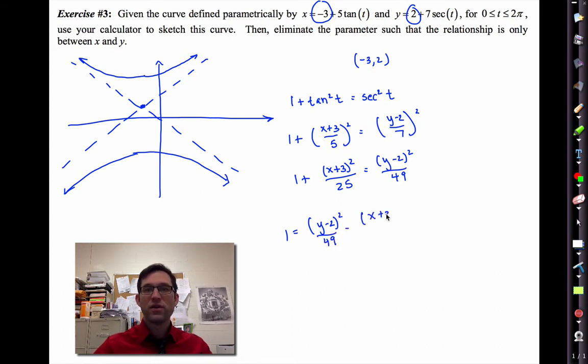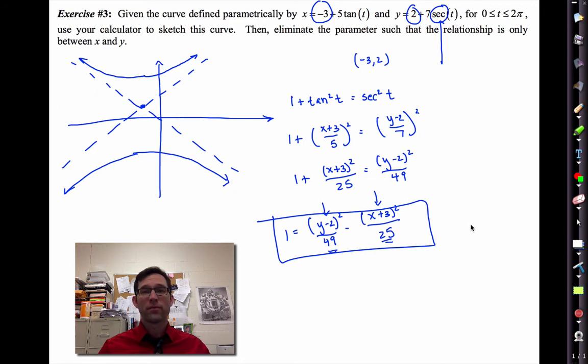Okay, and it's a good thing if I can think about it that way, because then I can understand why the center is at -3, 2. I can understand why I might go 7 units in the y direction to draw my magic box, but only 5 units in the x direction, right? It also should help me understand why it opens vertically, right? Because it's the y coordinate that's being squared before subtracting the x coordinate. Please note again that the y coordinate is the one that involves the secant function, and that's how it opens. All right, but this would be the standard form of the hyperbola in what's called implicit or Cartesian form.